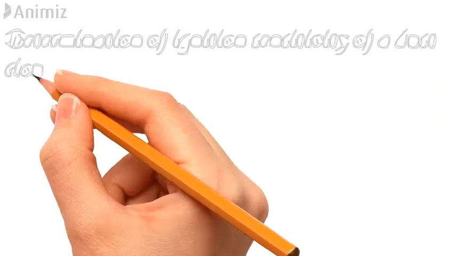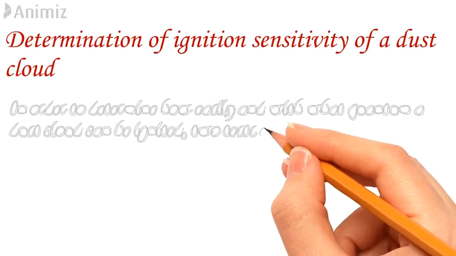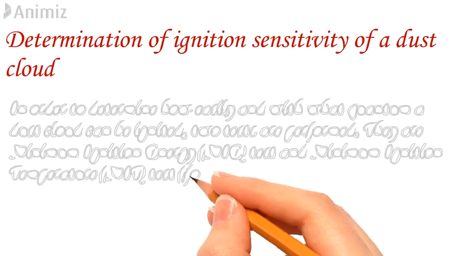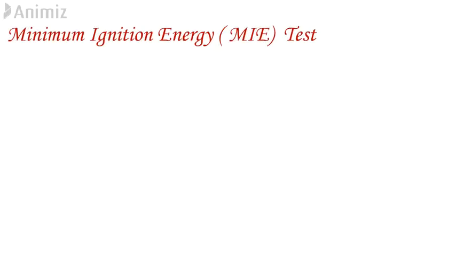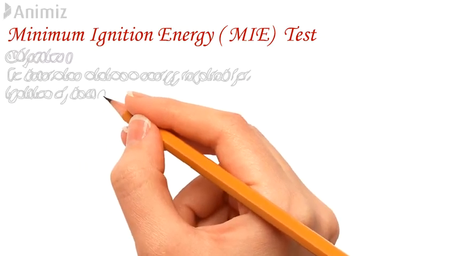Determination of ignition sensitivity of dust cloud. In order to determine how easily and with what quantum a dust cloud can be ignited, 2 tests are performed. They are the minimum ignition energy test, that is the MIE test, and the minimum ignition temperature test, that is the MIT test, for dust cloud. The minimum ignition energy test is to determine the minimum energy required for ignition of a dust cloud.